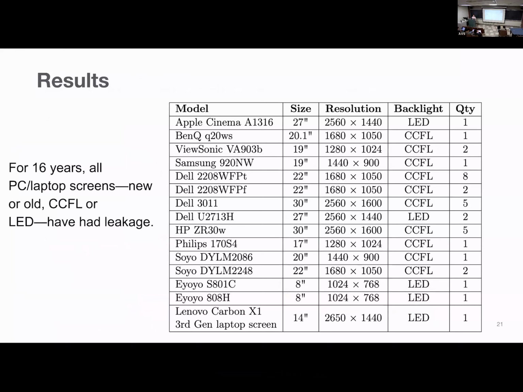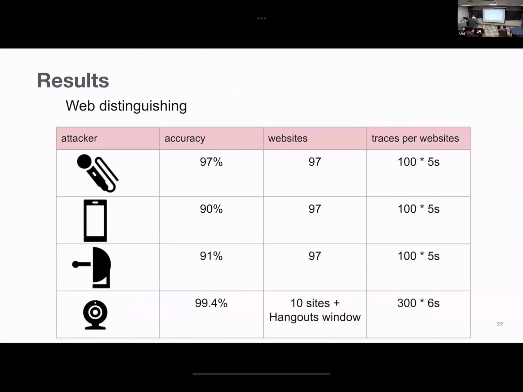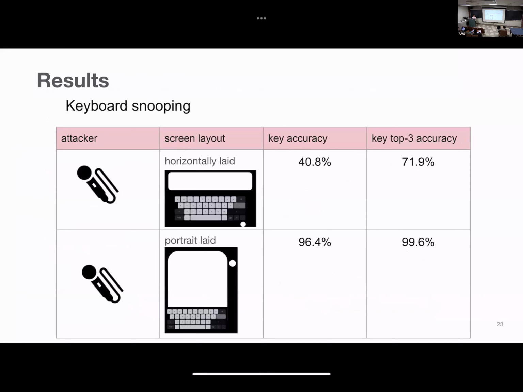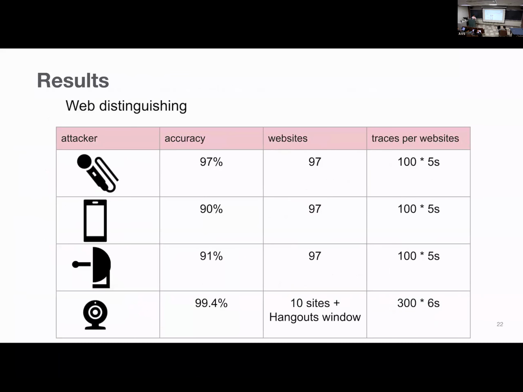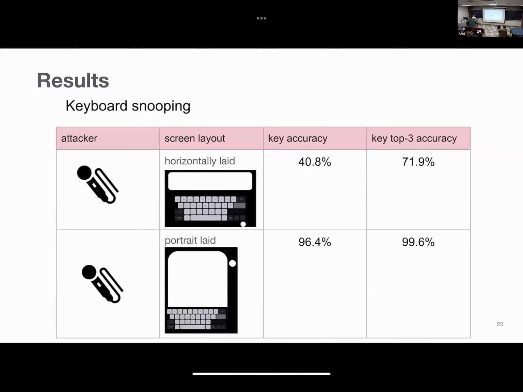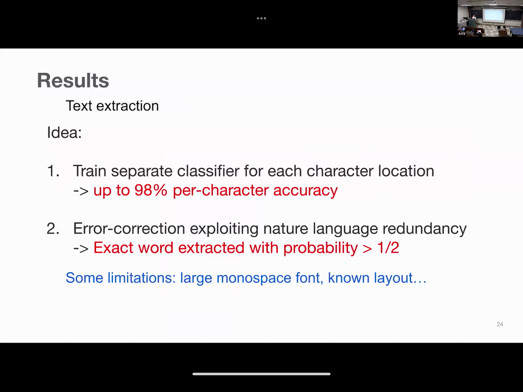So this is the result. I listed the different series of screen models they used, and we can see that website distinguishing has very high accuracy, and every test is above 90%. The third one is the parabolic microphone at 10 meters. And for keyboard snooping, they tested horizontally and vertically displayed keyboards, and it's also high in accuracy. And for text extraction, they can achieve up to 98% per-character accuracy, and they could also detect with probability higher than half using error correction.